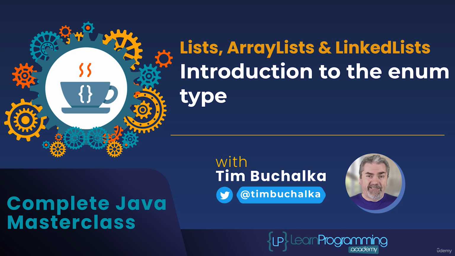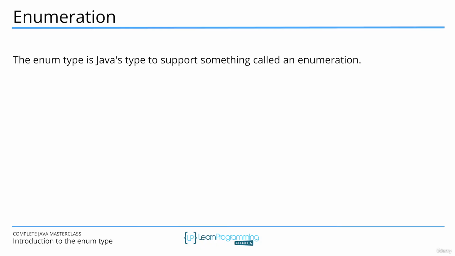In this section of the course, I've covered array lists and linked lists, which let you manage a list of elements, all the same type. In this video, I want to look at another list type in Java called the enum. The enum type is Java's type to support something called an enumeration.